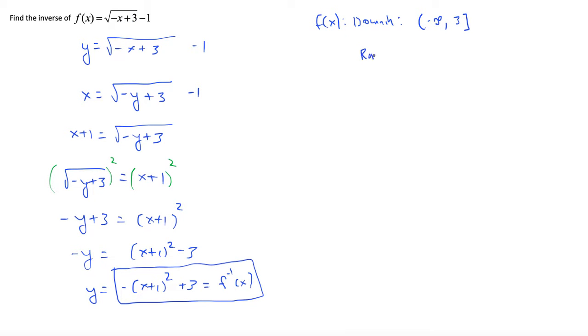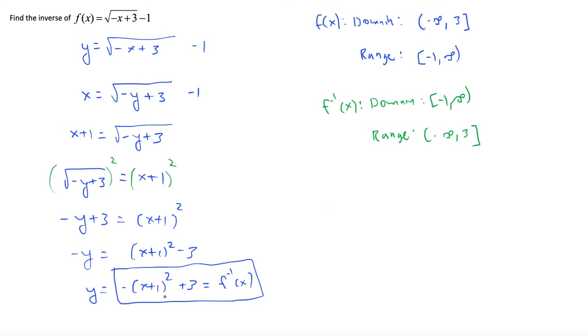What is the range of this function, though? Okay, the range of this function is negative 1 to infinity. And I know that because of this minus 1 here. Essentially, it's shifted down 1 unit. Okay, so we can call that range negative 1 to infinity. But think about what that means, right? Well, for the inverse function, the domain then should be negative 1 to infinity. And the range should be negative infinity to 3.